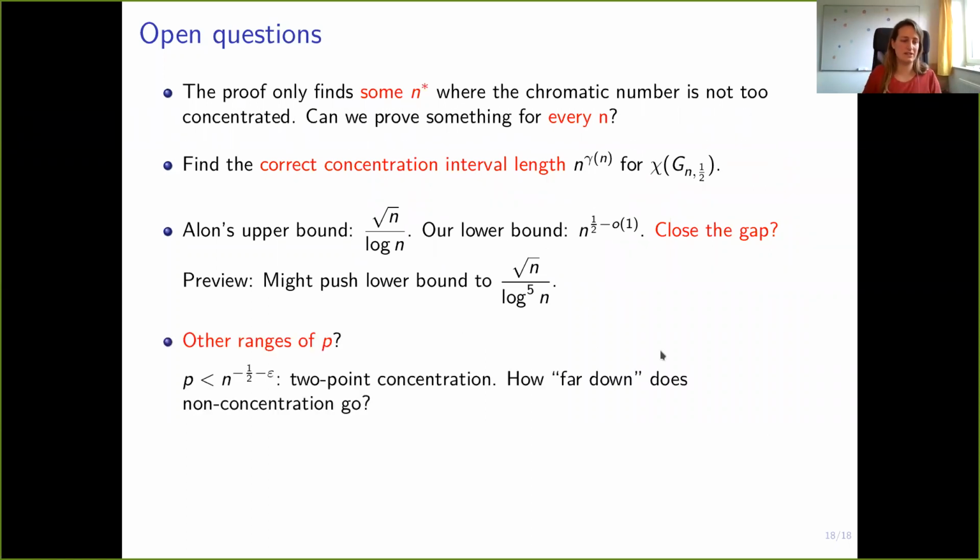Yeah, and finally, all of this was about G(n, 1/2). I think it also works for all other constant p. But what about other ranges of p? In particular, we know if p is small enough, there's 2-point concentration. So it would be interesting to see how far down this approach can be pushed. In particular, is it true that maybe after this point, n to the -1/2, we have non-concentration sort of immediately after or not?